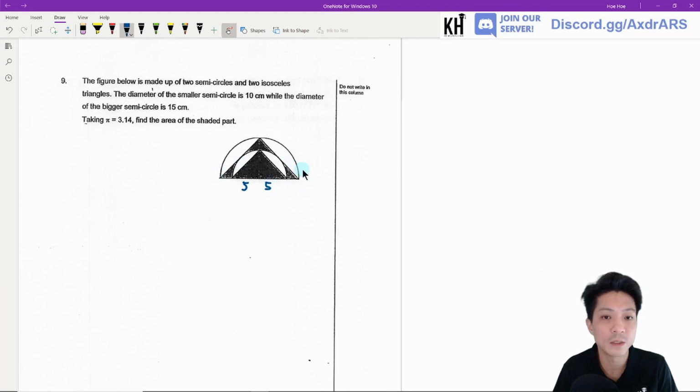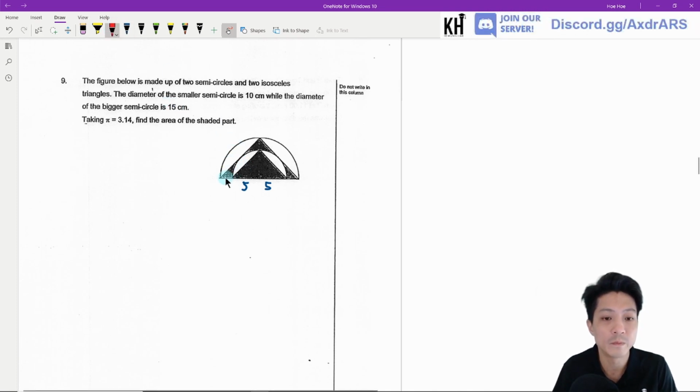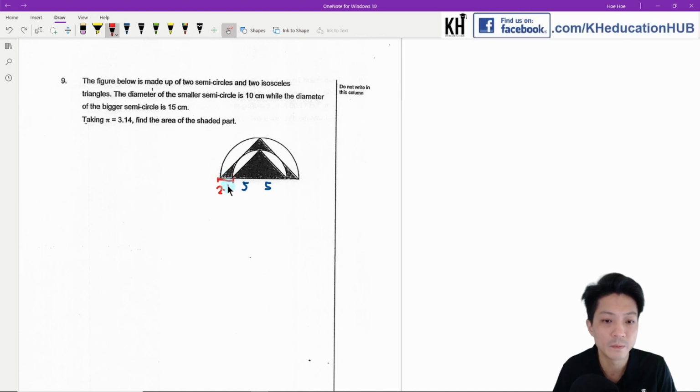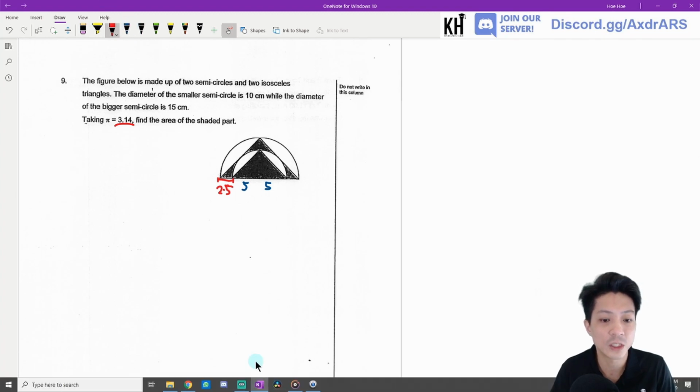And then the bigger one would be 15. So 15 divided by 2 is 7.5. So the small gap over here is 2.5. Okay, taking pi to be 3.14, find the area of the shaded part.